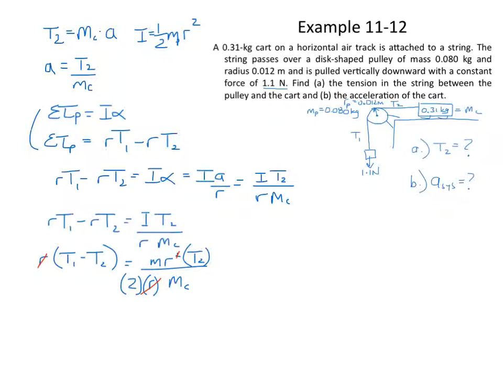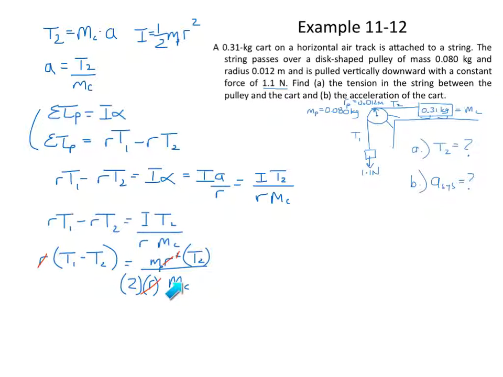And by the way, that M in the numerator, that's M of what? That was part of the moment of inertia, right? It should be MP, the mass of the pulley. Write a little P in there. Mass of the pulley times R squared. So those masses don't cancel out because they're different masses. That's the mass of the pulley, that's the mass of the cart.